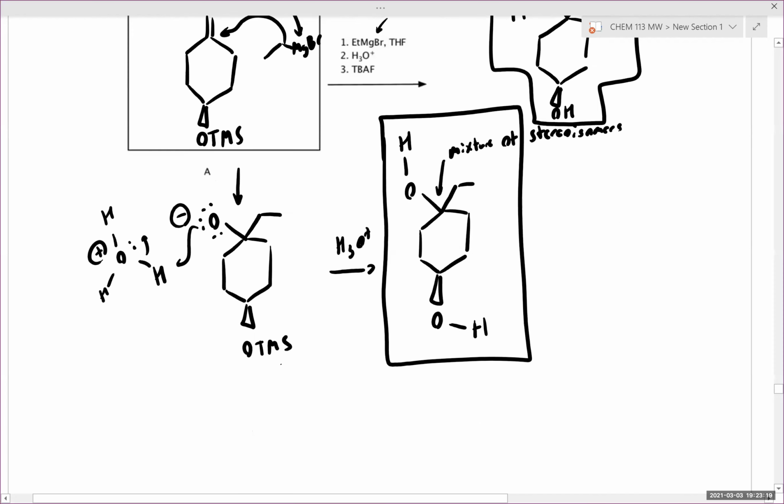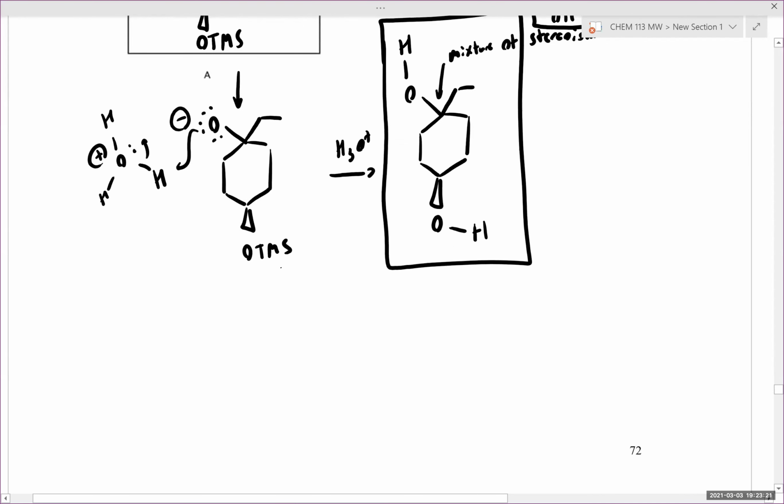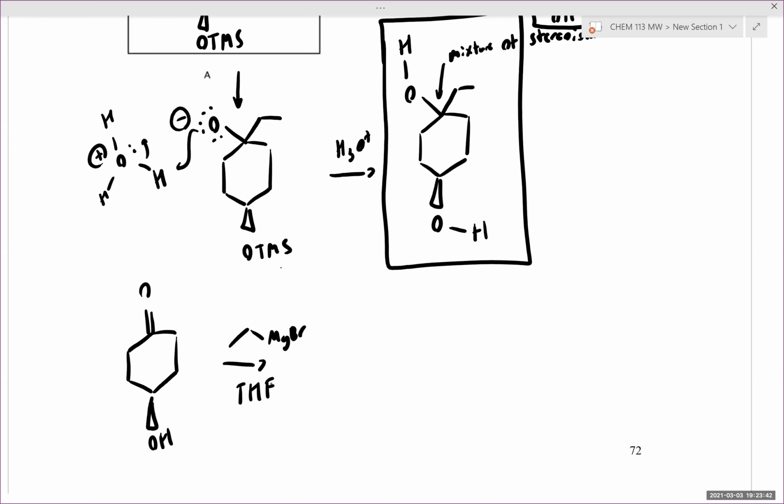Okay, so to elaborate a little bit on why this protection sequence is necessary, if we tried to take our unprotected alcohol through this sequence, would we get the desired product? So if we took this substrate and we reacted it with ethyl magnesium bromide, would we get out the desired product that we're looking for?